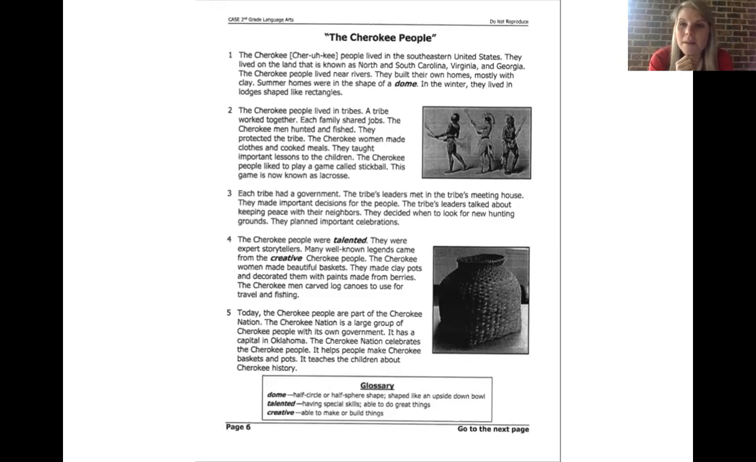And then another connection I made is how it said that the Cherokee people were talented storytellers, and they used to tell a lot of legends that were very creative, just like the legend of Punxsutawney Phil seeing his shadow and whether or not it's going to be a longer winter or spring is coming. So that's another connection. And they both had a glossary at the bottom of their passages too.